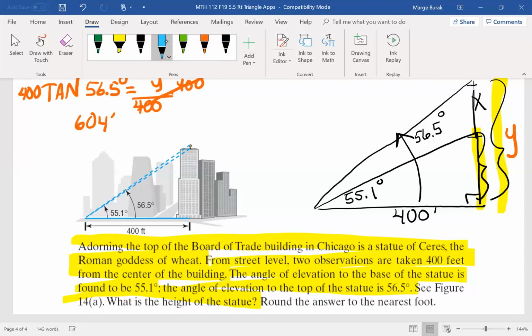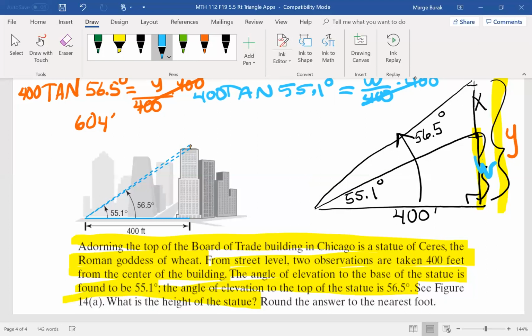All right, let's use a different color. And now let's do the smaller triangle. We'll do the tangent of 55.1 degrees. That should be the opposite. Now that's little. Let's call this W. That's going to be W over 400. So if we multiply both sides by 400, if you put that in your calculator, 400 times the tangent of 55.1 degrees, you're going to get about 573.